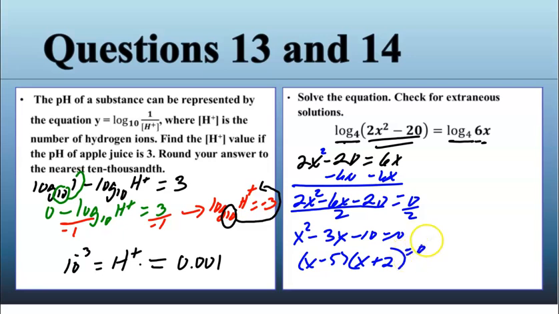And if I make each of these equal to 0, here x is going to equal 5, and here x is going to equal a negative 2. Now if I put them back into the original equation, I cannot find a logarithm of a negative number. So if I put a negative 2 in for x over here, 6 times negative 2 is negative 12. I can't find a logarithm of a negative number. Therefore, negative 2 is extraneous. The only solution would be x equaling 5.